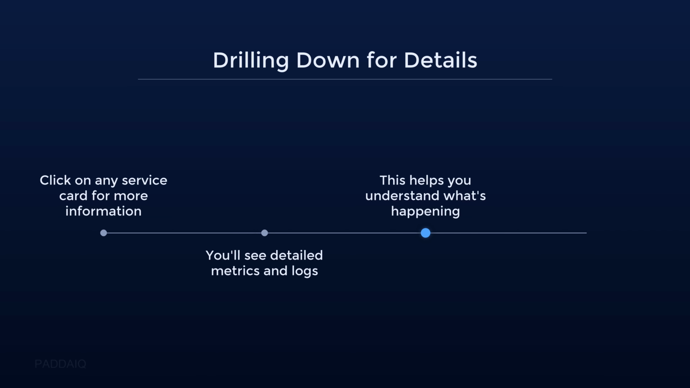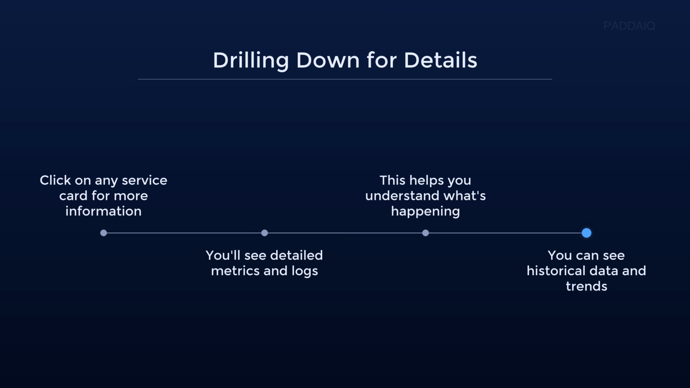This helps you understand what's happening. It means using tools to see the specifics of an application's performance or errors, moving beyond surface-level alerts. For example, if an order processing app is slow, you can drill down to find the exact database query causing the delay. This detailed insight is essential for quickly resolving issues and ensuring smooth operations.